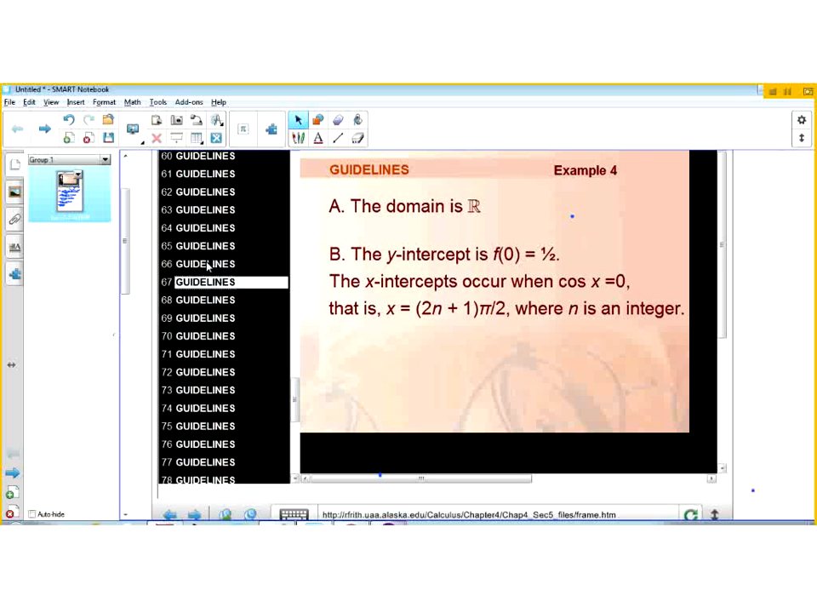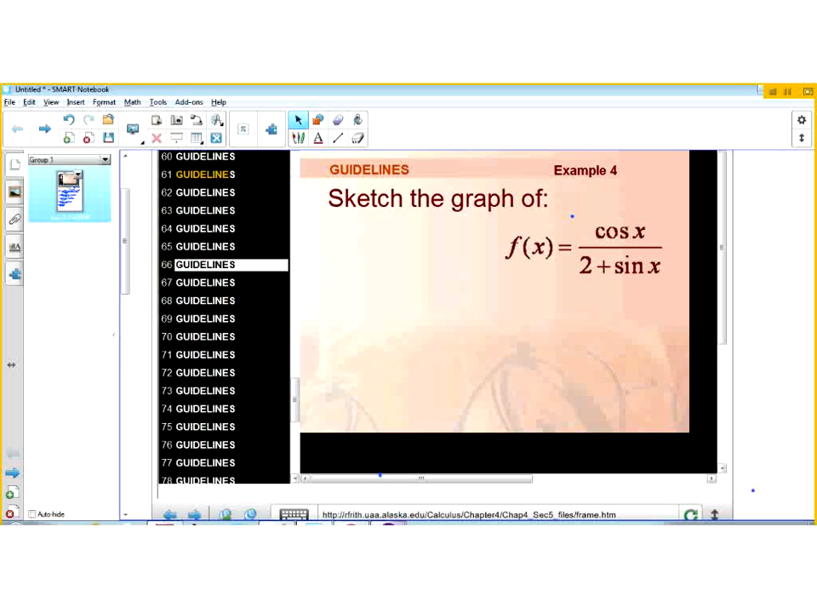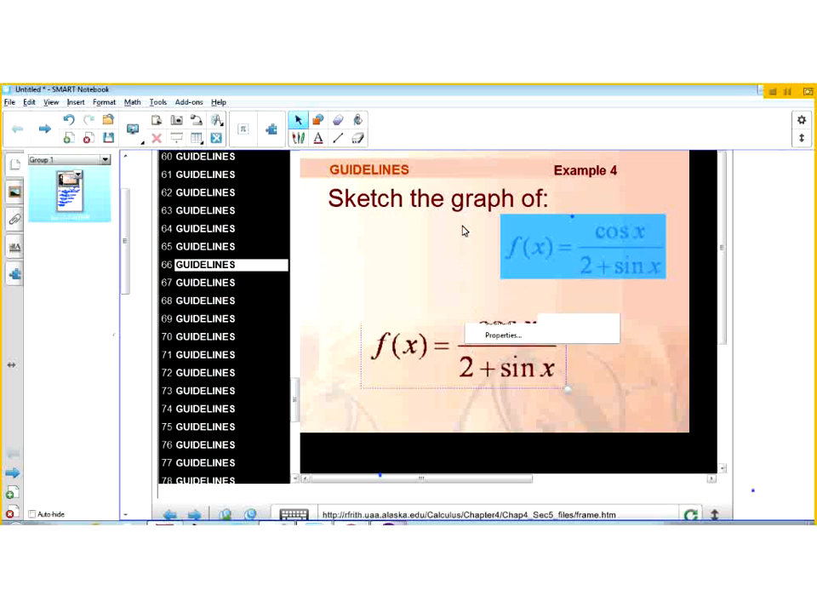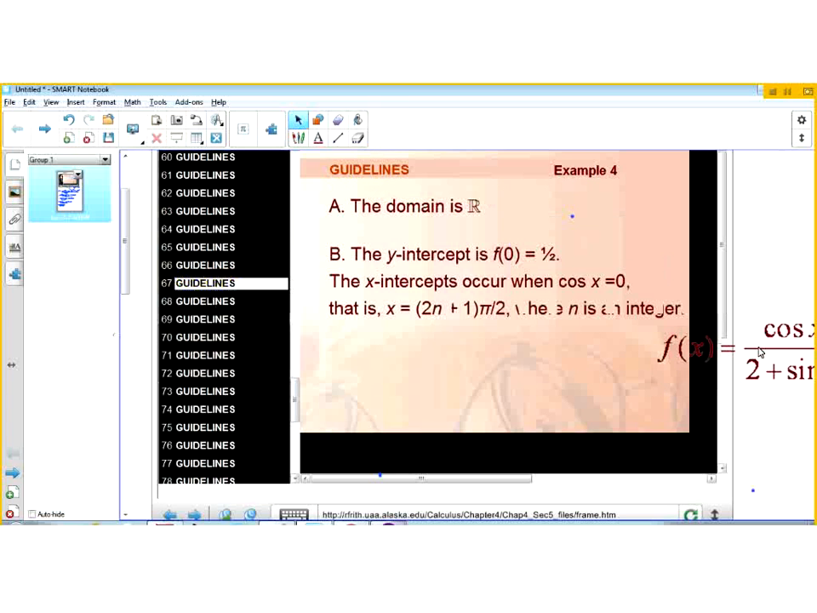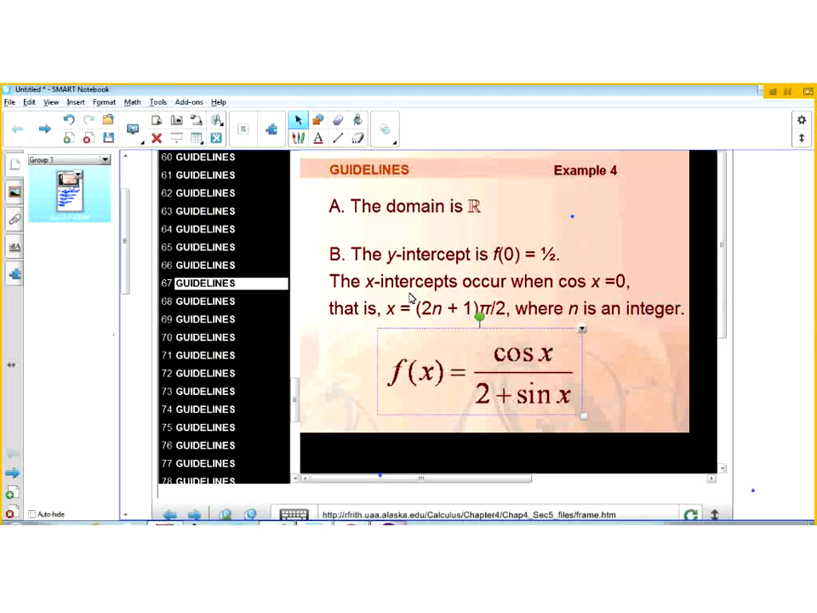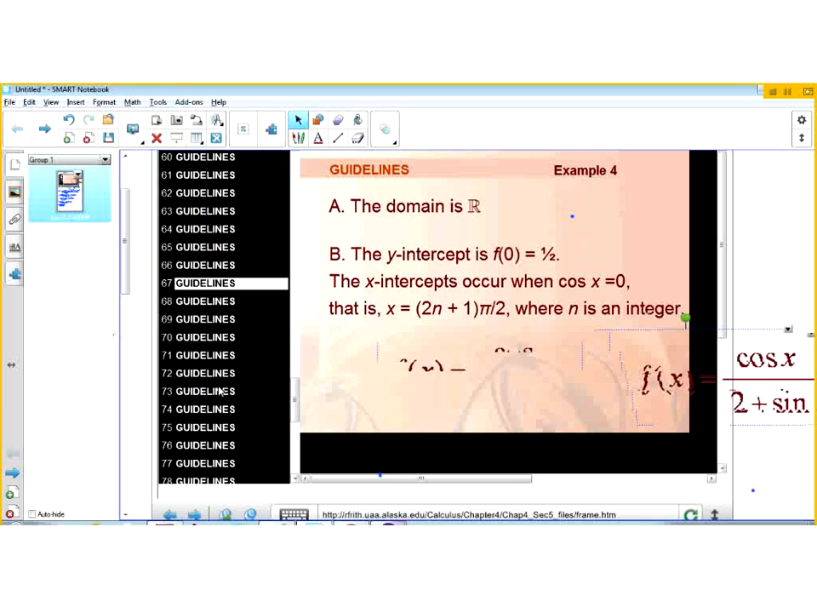Okay, the y-intercept, well, let me copy the function. Let me move it here. Okay, so here's f of x. The y-intercept occurs where x is 0, and where x is 0, the output is 1/2. And the x-intercepts occur where the output is 0, and the output is 0 when cosine x is 0, and that occurs at odd multiples of pi over 2. Okay, so got the intercepts down.